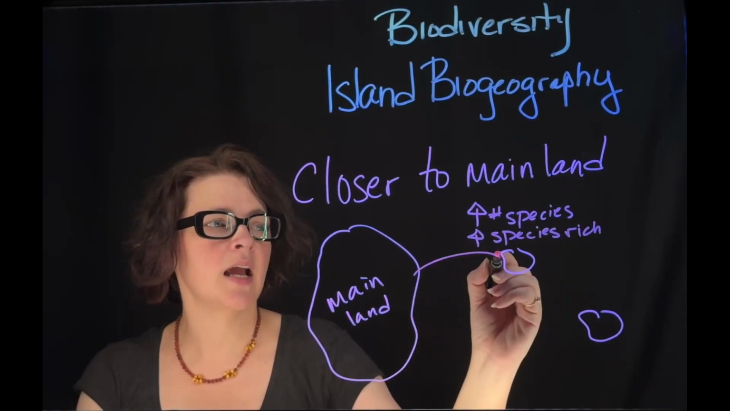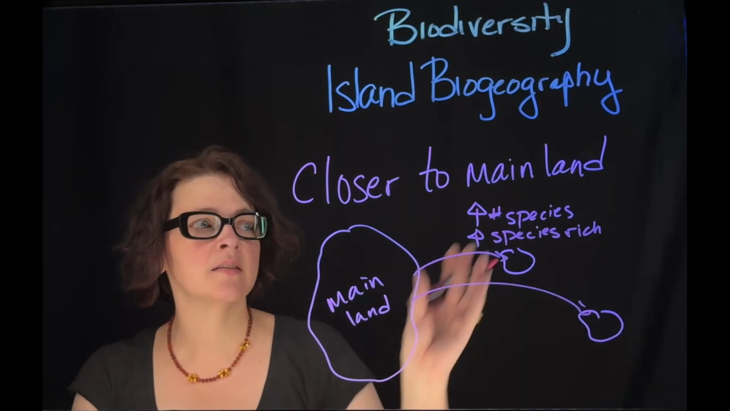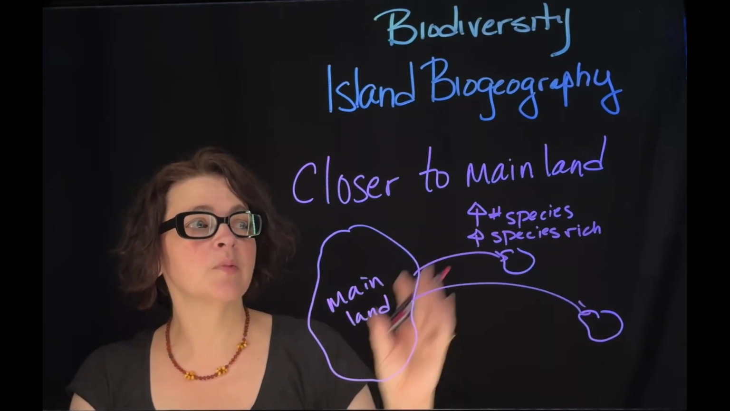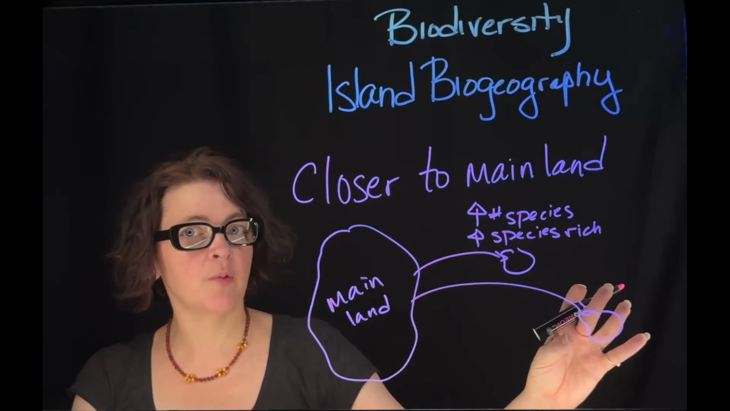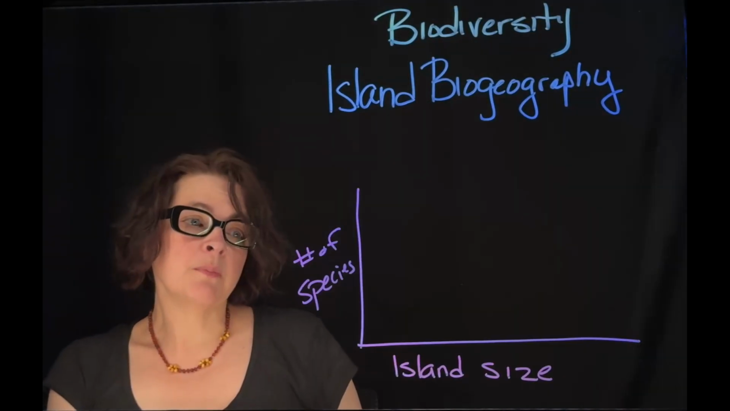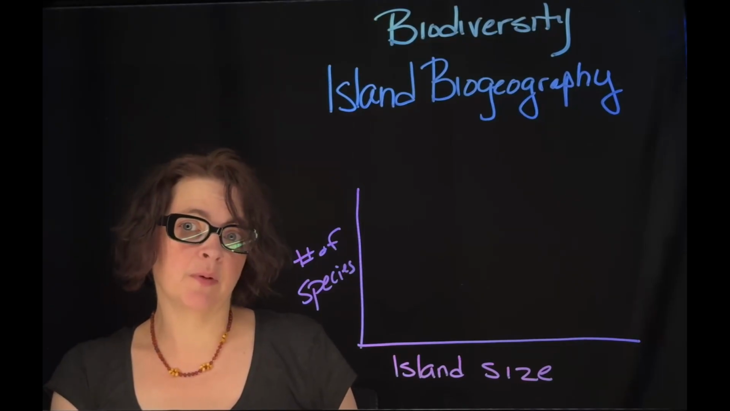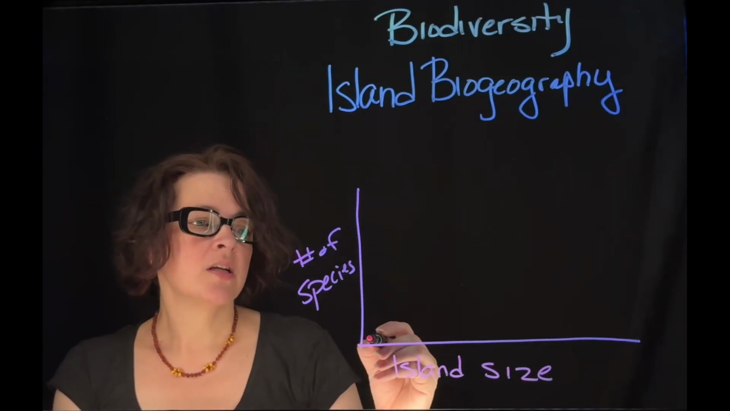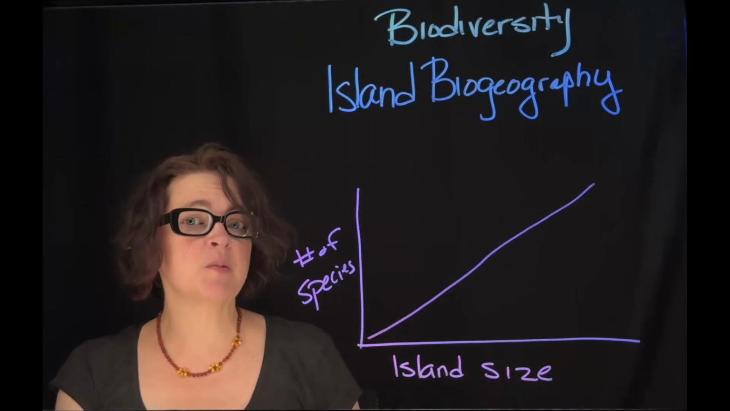Because it doesn't take as long to get to this island as it does to get to this island, it's easier to colonize the closer island. So this one's going to have more variety than this one out here because it's further away from the mainland. So there is a positive relationship between the island size and the number of species, or species richness. As the island size gets bigger, the number of species goes up.